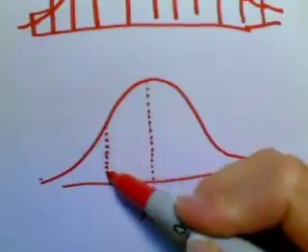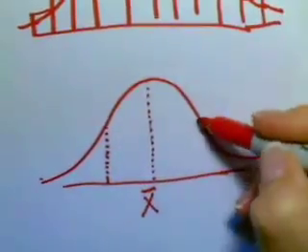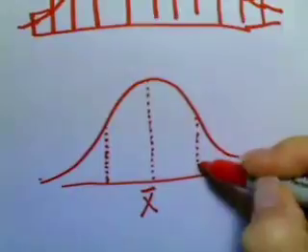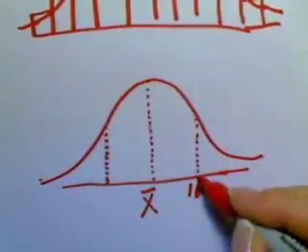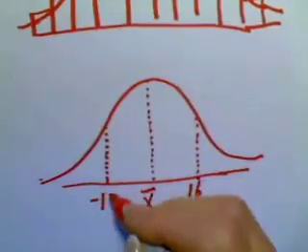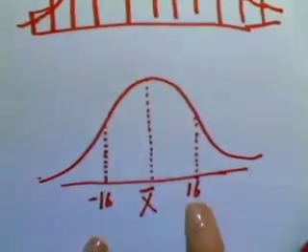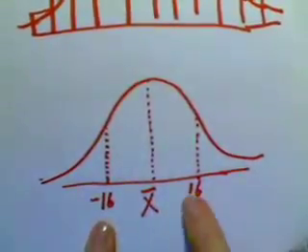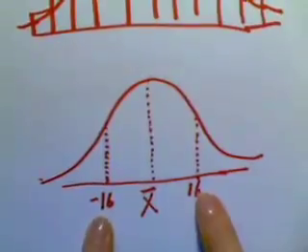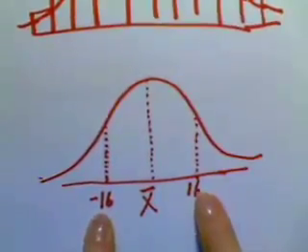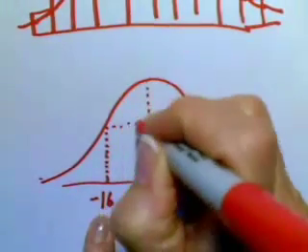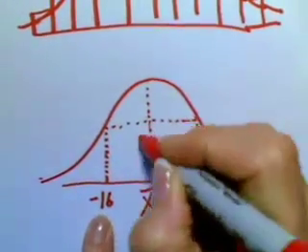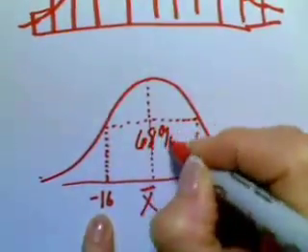If I have data values that are one standard deviation to the right and left, we write it like this. This is 1 standard deviation to the right of the mean, 1 standard deviation to the left of the mean. That's where you can expect to find 68% of the data.